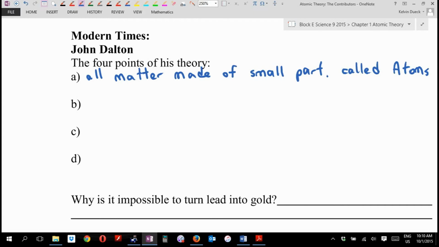By the way, I haven't really explained how he came to that conclusion, but what he noticed was when he was looking at compounds, when he was breaking them down, he kept noticing, for example, that when he split water up into hydrogen and oxygen, he always had twice as much hydrogen as oxygen. Always. Always. And when he split carbon dioxide, CO2, he noticed he always had twice as much oxygen as carbon. Always.